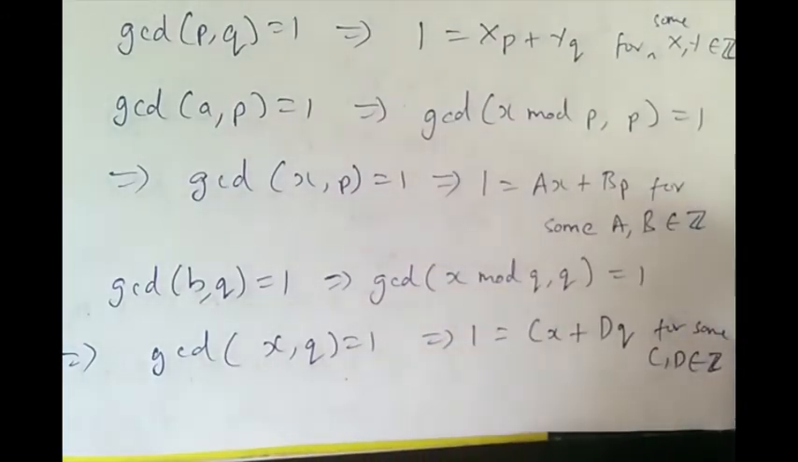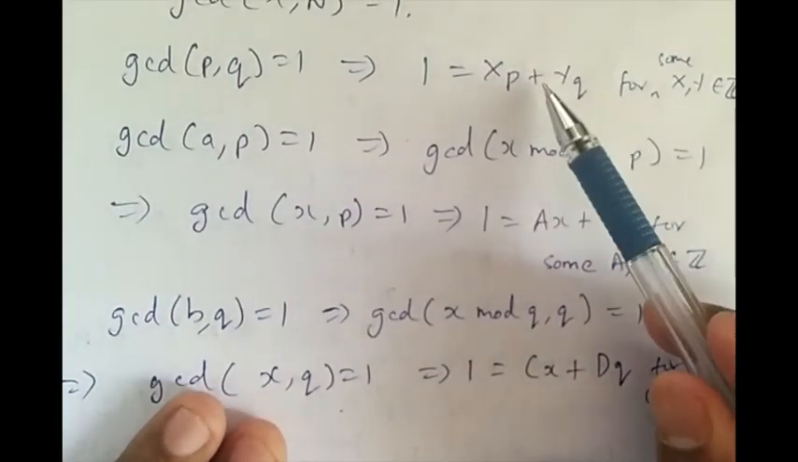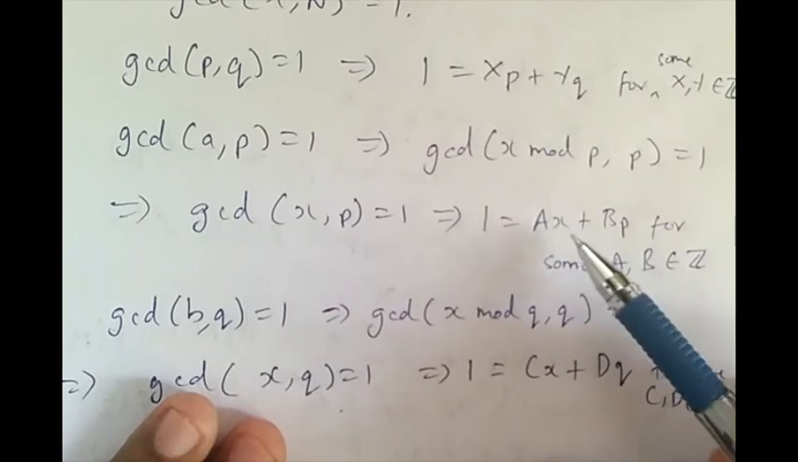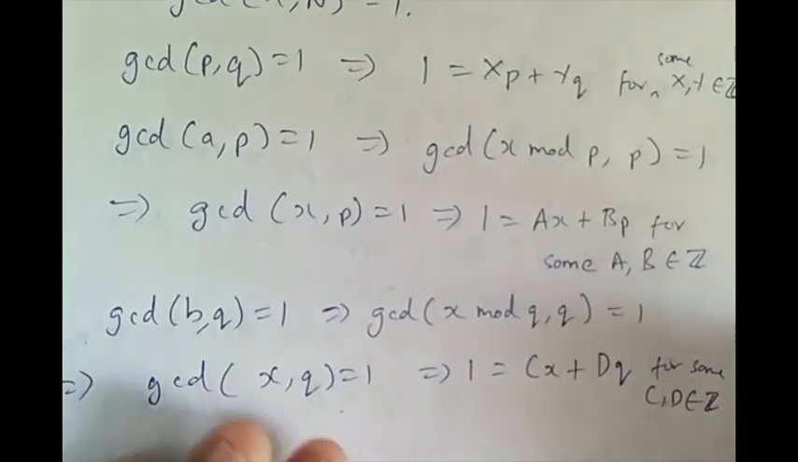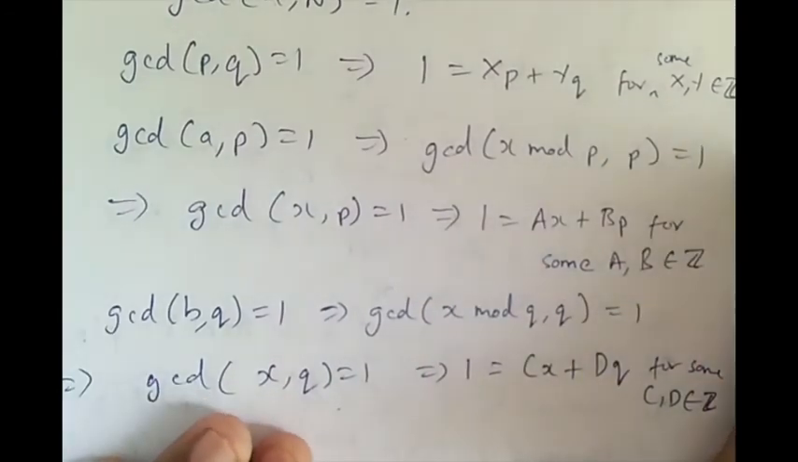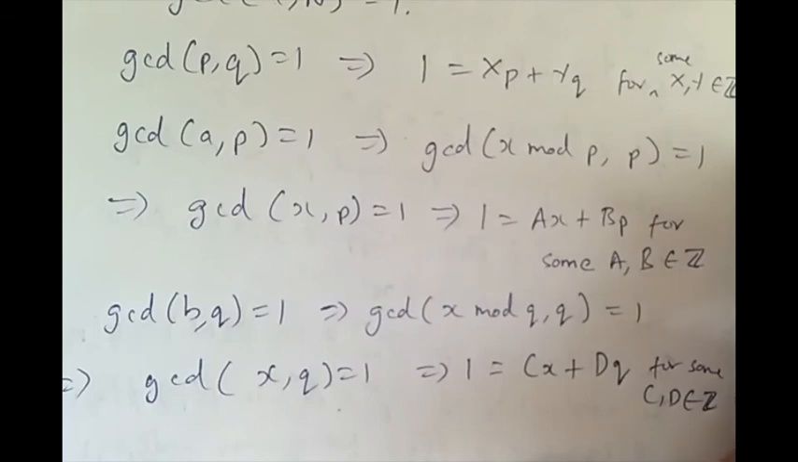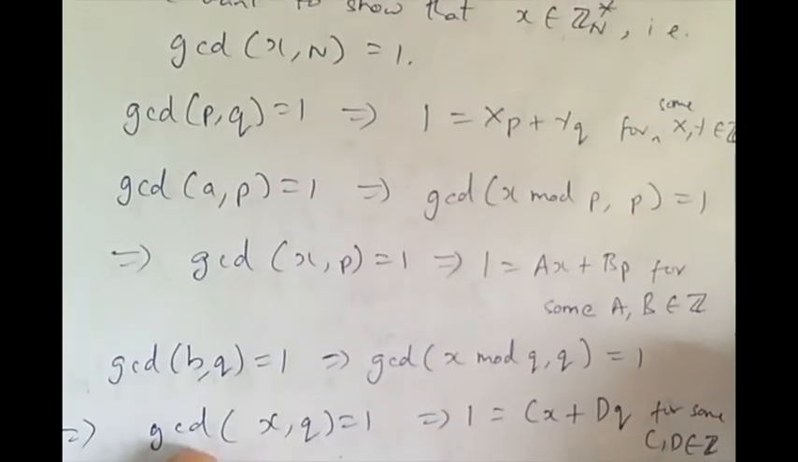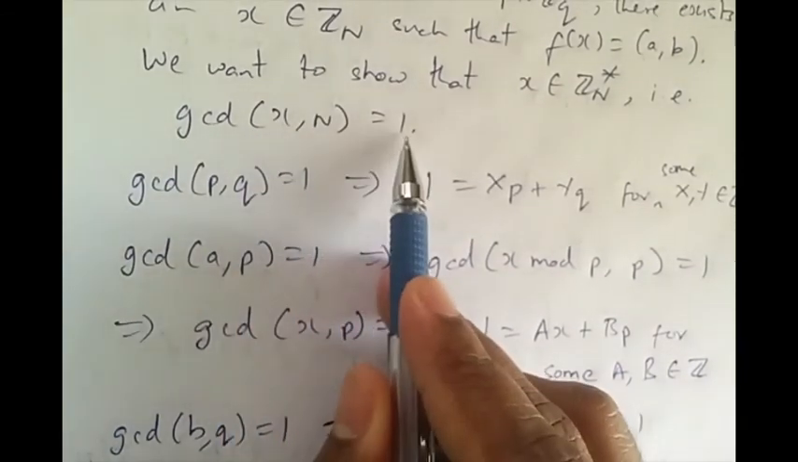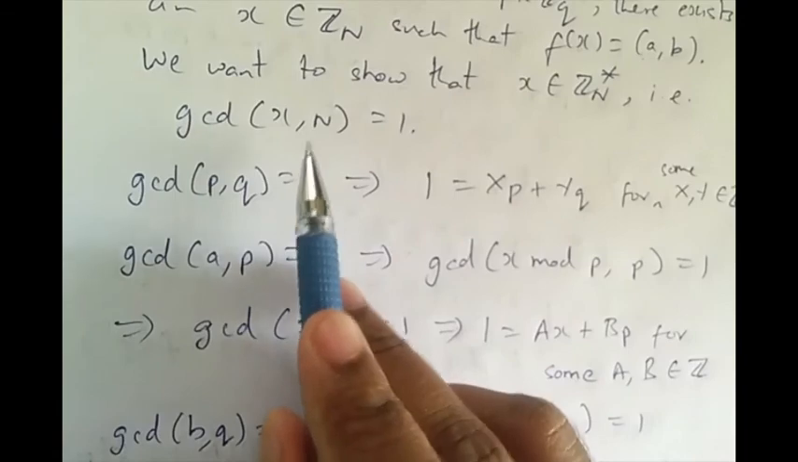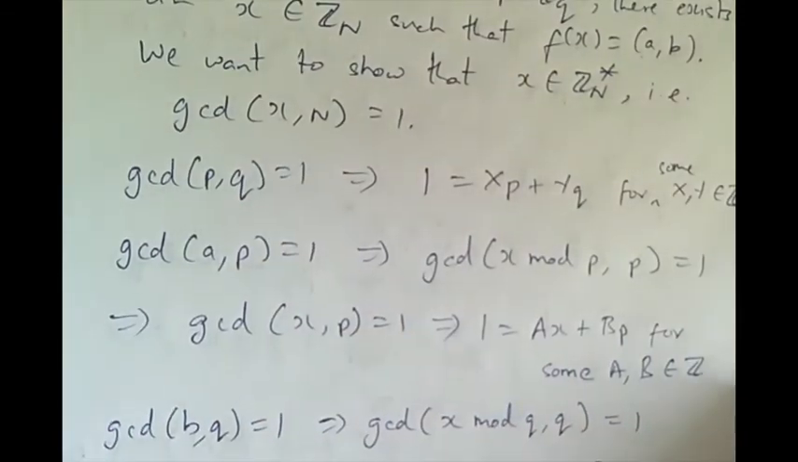So we have these three equations here. One can be written as xp plus yq, one can be written as ax plus bp, one can be written as cx plus dq. So I'm going to use that to prove what we want. So finally, what we want is to show that GCD of x and n is 1. So if I can write 1 as an integer linear combination of x and capital N, I'm done. That's what I'll try to do.